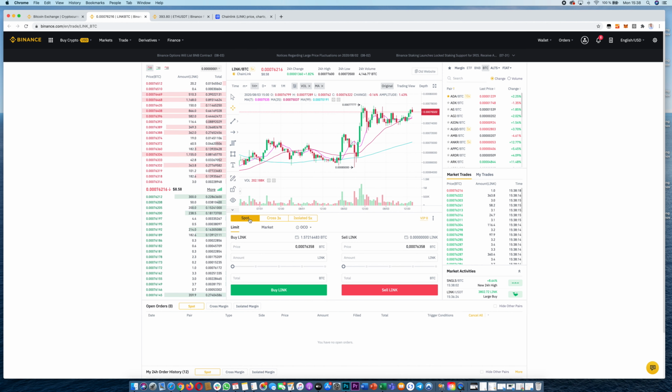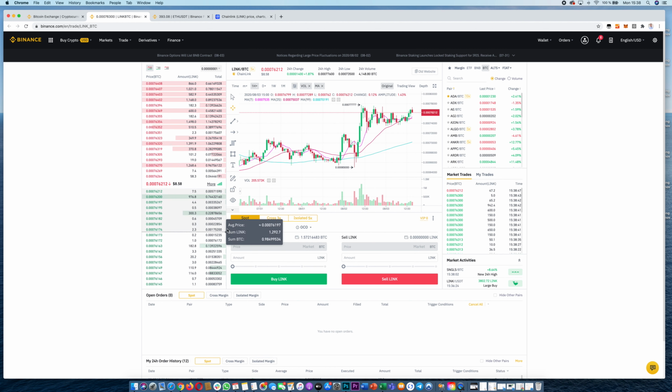First of all, it's best to open a spot position. Cross and isolated would be a margin trade, so you need to borrow some money in order to do that. If you just start out, it's way more complicated and you pay an hourly fee for that. So if you just want to hold it in order to profit from the price going up, it's easiest to trade spot. And there you could do a market order or a limit order.